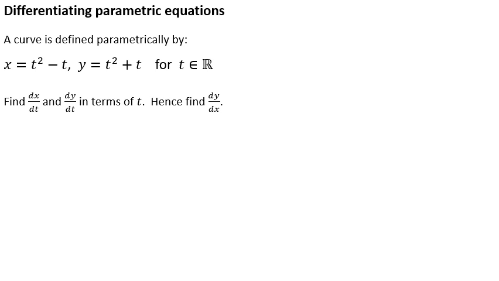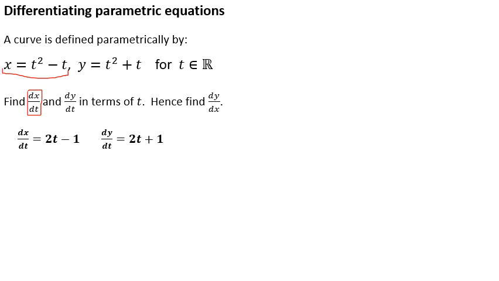But let's begin by working out dx by dt and dy by dt. This is no more complicated than standard differentiation. The only difference is that the parameters we're dealing with look different. So we have an x and a t and we're finding dx by dt. We just differentiate everything on the right hand side with respect to t. So t squared becomes 2t and negative t becomes negative 1.